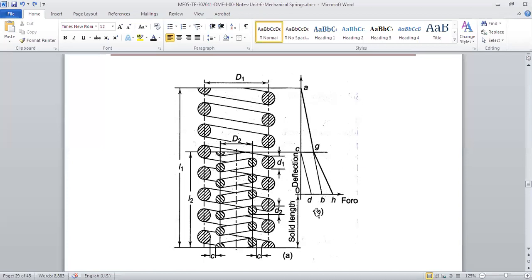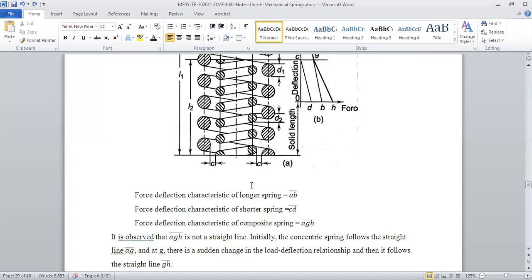Okay, are you following what I'm saying? When the springs are concentric but have different lengths, the stiffness varies. From A to G it will be uniform, and from G to H it will be uniform, but the slope of the deflection will be different, so the stiffness will be different. This type of spring will have one stiffness until the lengths are the same for both springs, and then another stiffness after that.